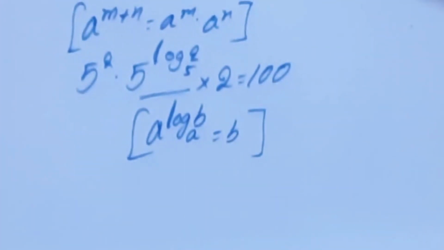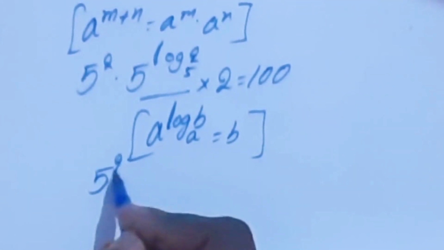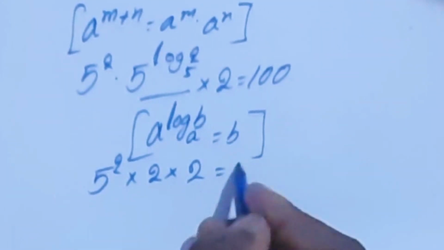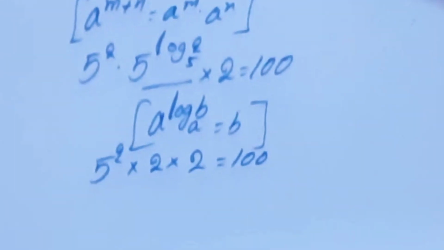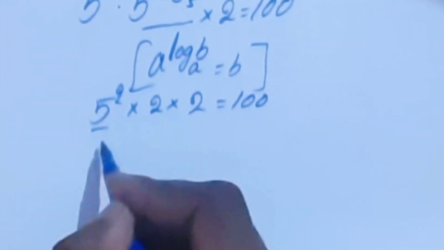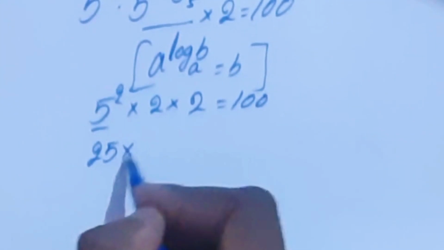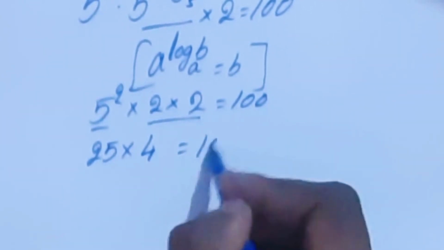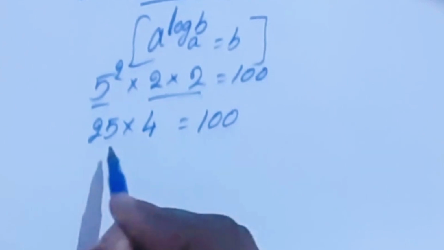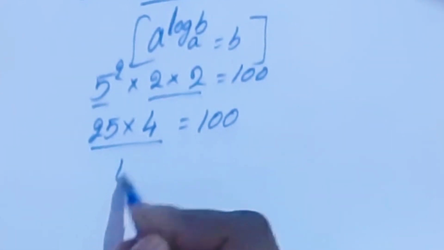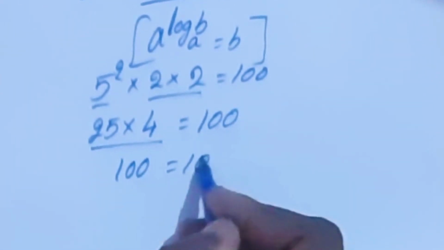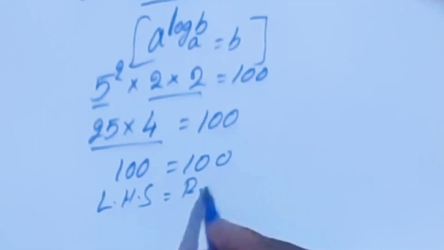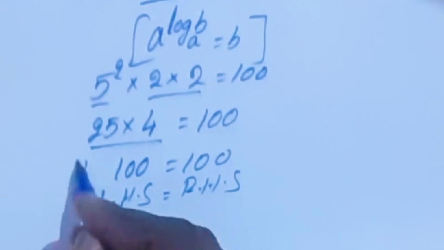So we'll get 5 square times 2, times this 2, equal to 100. Here 5 square is 25, times this is 4, equal to 100. Here 25 times 4 is 100, equal to 100. So LHS equal to RHS.